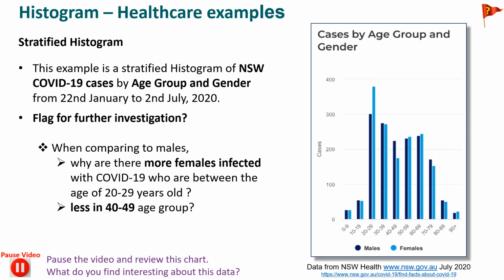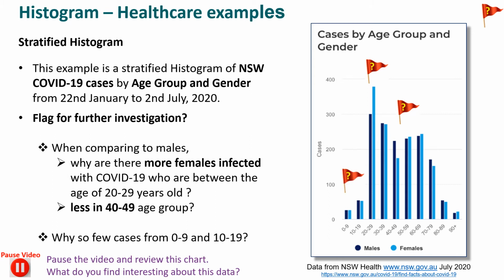Also, there's fewer females compared to the males in the age group of 40 to 49. So it's interesting data and that's something to be investigated. But also it's interesting to note that there's very few cases of COVID-19 from 0 to 19 years. And there's also an area for further investigation as to why.